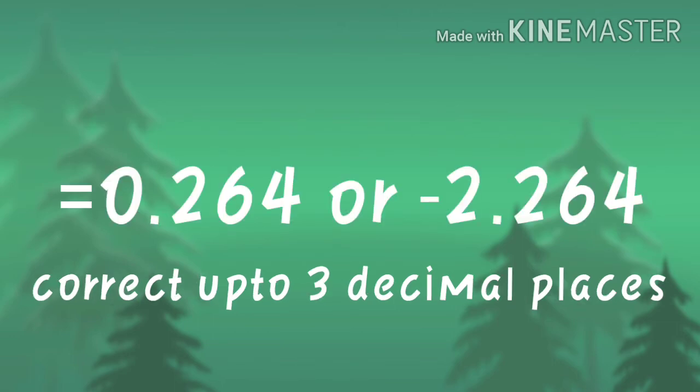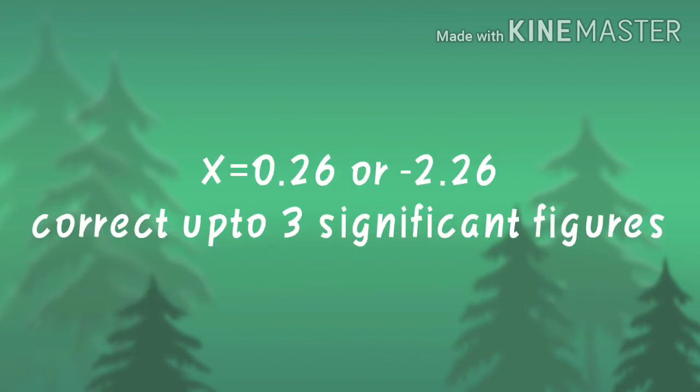x is equal to 0.264 or x is equal to minus 2.264 if the results are expressed correct up to 3 decimal places. x is equal to 0.26 or x is equal to minus 2.26 if the results are expressed correct up to 3 significant figures.